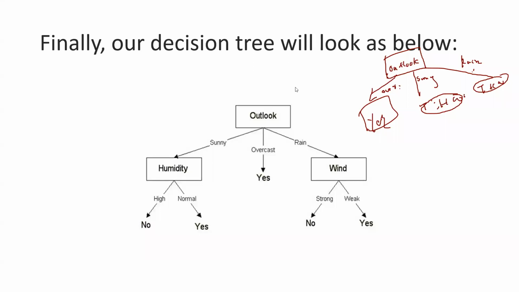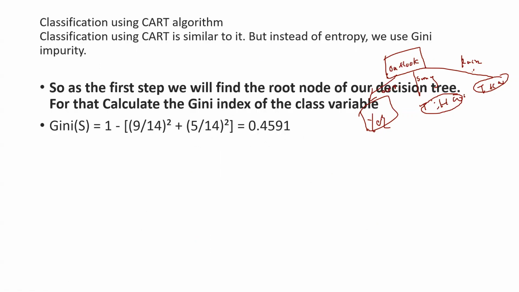So we have solved using the entropy. If you ask me, is there any other methodology to construct a decision tree? Yes, there is one more methodology. Let's check. We have something called Gini. Gini is one of the ways. I told you one of the methods is using entropy, the other one is using Gini.